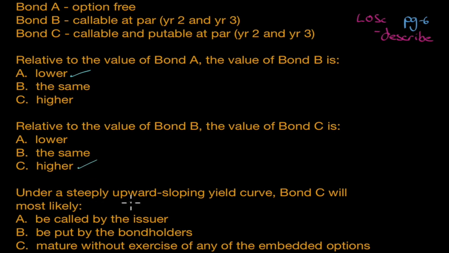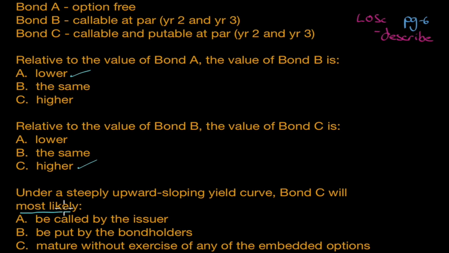So bond C should be higher than bond B. Under a steeply upward sloping yield curve, bond C, callable and puttable, will most likely be called by the issuer, be put by the bondholders, or mature without exercise of any of the embedded options. Now, it's saying will most likely, so we're going to assume that something is in the money. Is it the call or the put?